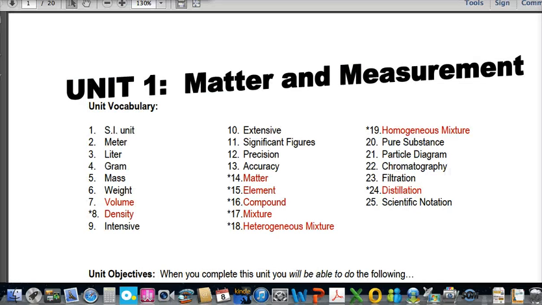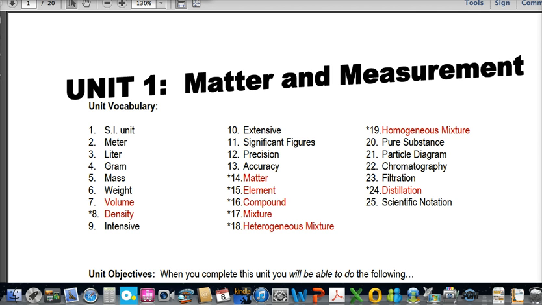Alright, so here we are with the very first unit for chemistry, and this unit is entitled Matter and Measurement, and you can see on your notes that there are 25 vocabulary terms, and you'll notice that some of them are in red. I believe you might want to check number 7 because I'm not sure if it's in red on your version, but it should be.